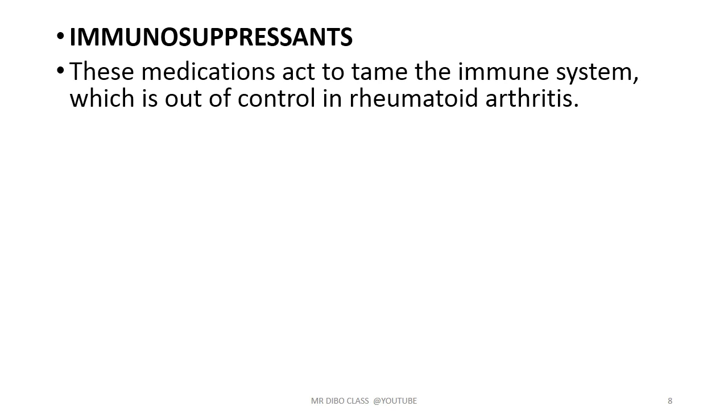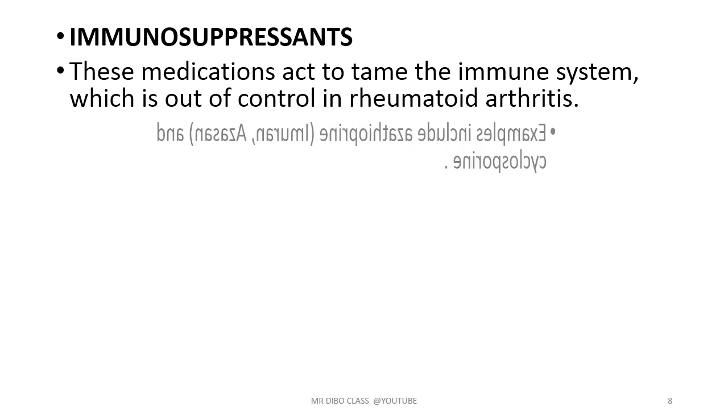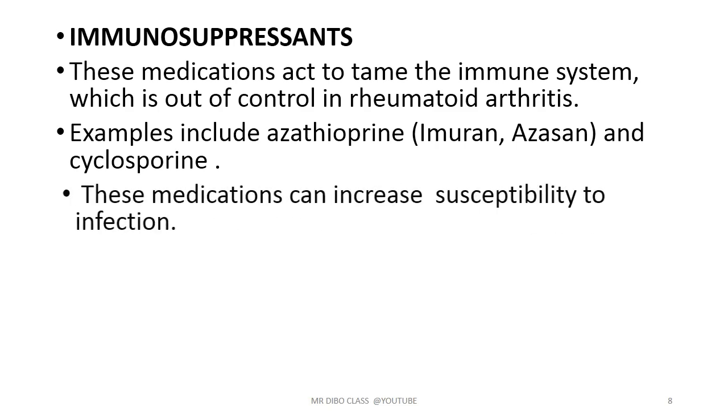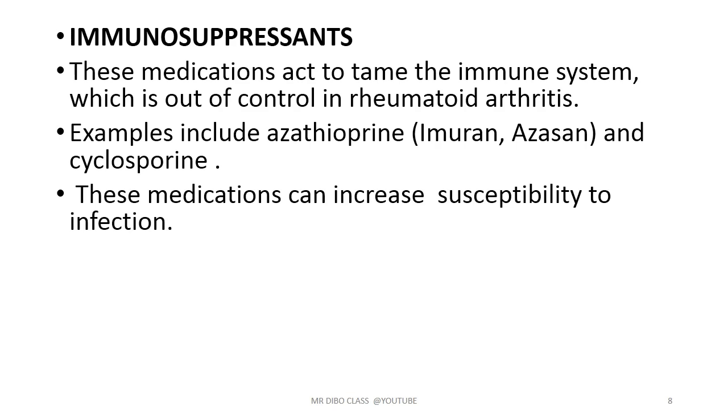These are drugs or medications that simply act to tame the immune system, which is out of control in rheumatoid arthritis. So immunosuppressants will try and tame this immune system. Now, on immunosuppressants, we have a lot of examples and we are going to focus on azathioprine. These are medications which increase susceptibility to infections. They will put you at risk of developing infections.